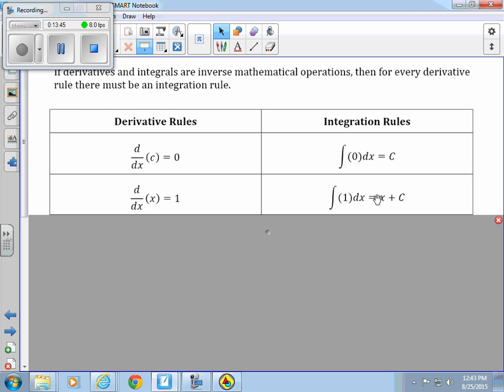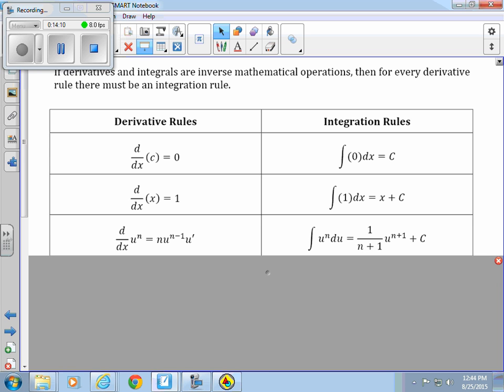The antiderivative of 1 would be x. Would you agree? Or even in general, the antiderivative of any constant would be that constant times x. Why is there a plus c? Because the derivative of a constant is 0. There could have been any number there, right? Those would go away when I take the derivative.